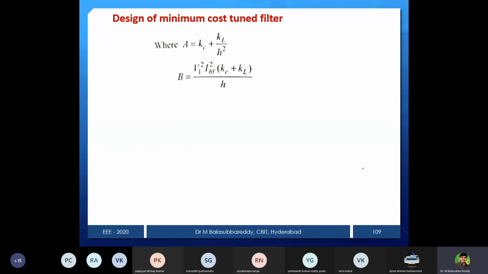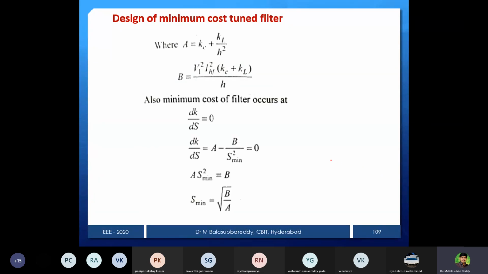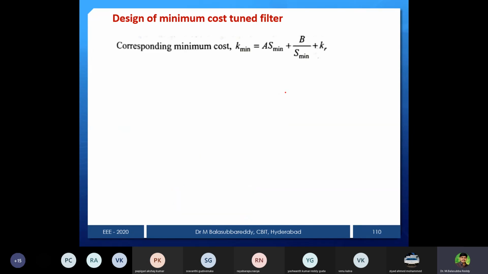So now to get minimum cost, as usual, you just differentiate and equate it to 0, and finally S minimum is equal to root B by A. This S minimum you can substitute in the K equation in the previous slide, that is K equal to AS plus B by S plus C. So you just put it wherever S is there, that becomes root of B by A, and that will give us K min. So K min you will get directly from this expression.